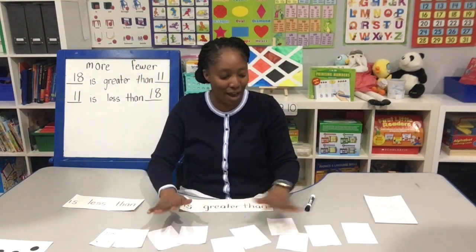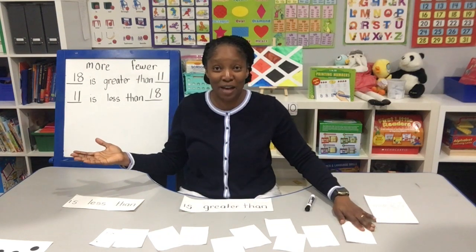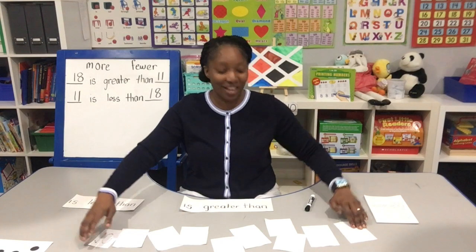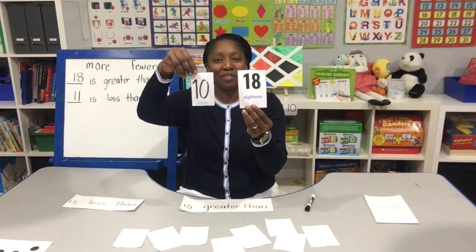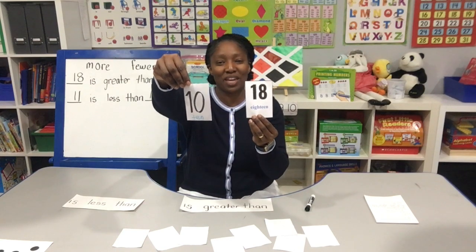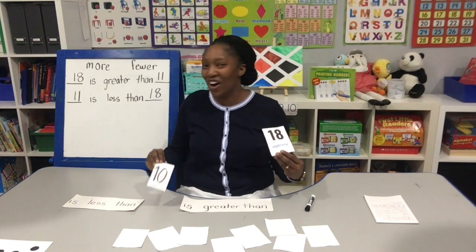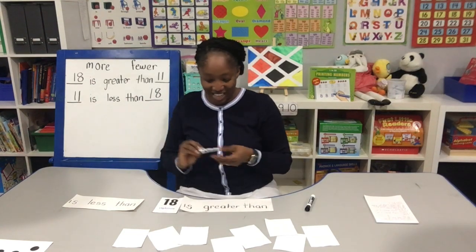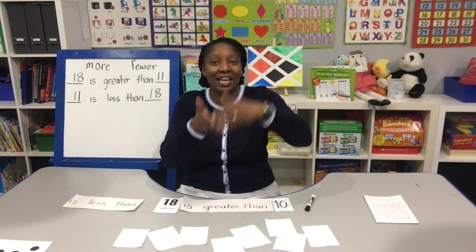I'm going to flip them around. Flip that number. What number would you like me to flip? This number? And the last one? Flip that number. What do we have? 10. What do we have here? 18. 18 is greater than 10, because when I count, I'm going to count 10 and I'll keep counting.